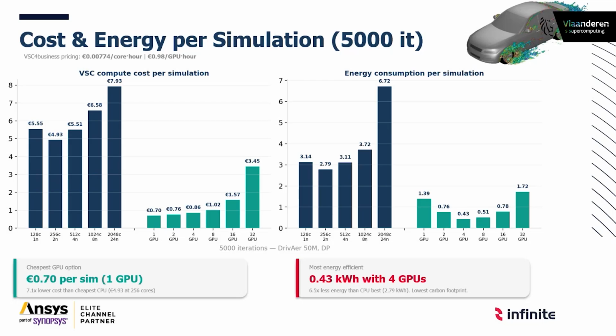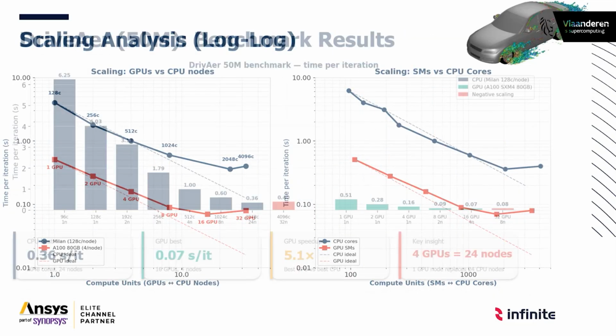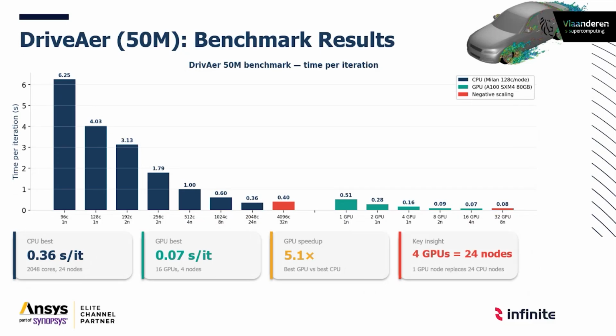But also in terms of energy consumption, the 4 GPU is the most efficient one with only 0.4 kilowatt hour. Compare that one with the CPU, we consume 6.5 times less energy, so a lower carbon footprint. What makes these numbers really compelling? The cheapest option, a single GPU, is also the easiest one to deploy, either on a cluster, but also locally on a workstation. It's just one GPU and it's 5 times cheaper, less energy consumption. And as you can see over here, it's also much faster.